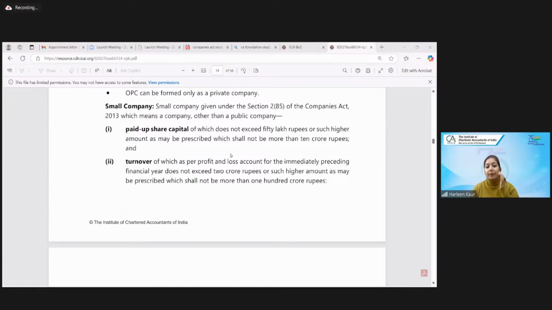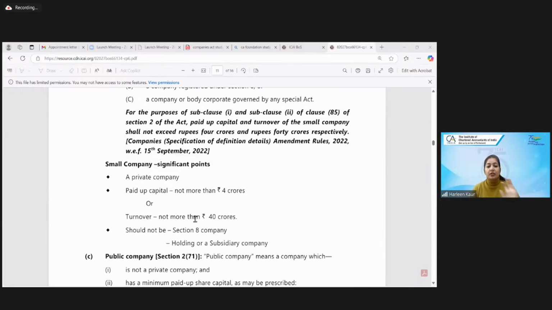So the maximum limit of paid up share capital that you have to learn is this: paid up share capital should not be more than 4 crores or the turnover not more than 40 crores. So it is between both of them. If either of the conditions is met, you will be treated as a small company.